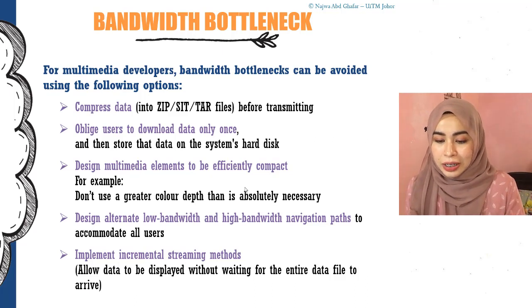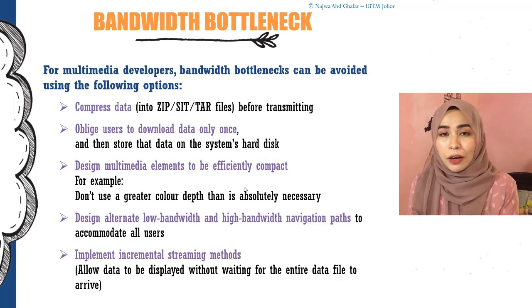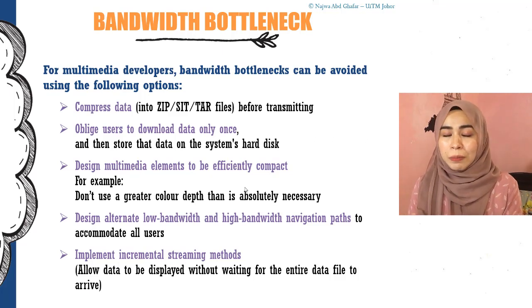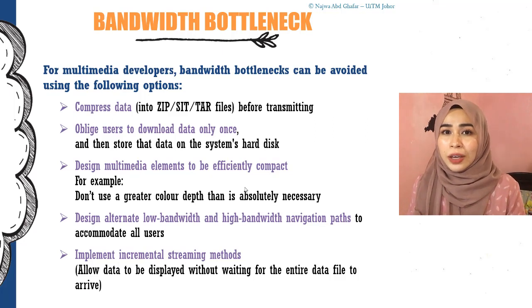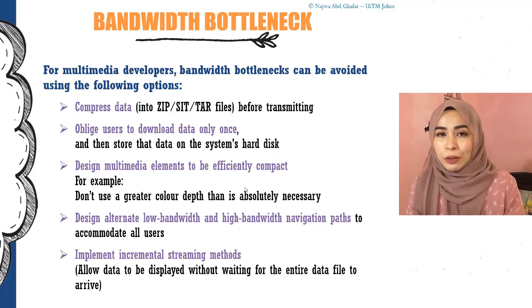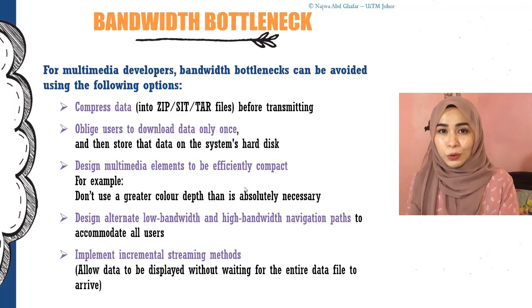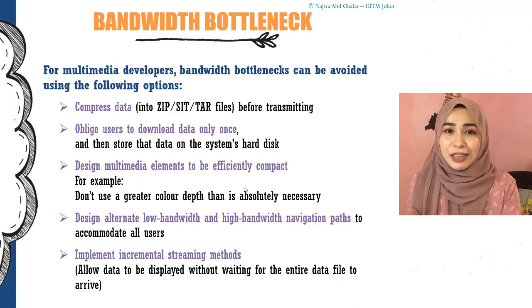And the next tip would be design alternate low bandwidth and high bandwidth navigation paths to accommodate all users. So this is a very good tip. I don't know if you noticed, but with Facebook or Gmail, they provide different versions of the software for users. For example, if you think that your internet is fast, you can use regular Facebook. But if your internet is pretty slow, you can use Facebook Lite. The versions are a bit different. With Facebook Lite, they use less graphics, more text, so it'll be a lot lighter for the people who don't have much internet speed.